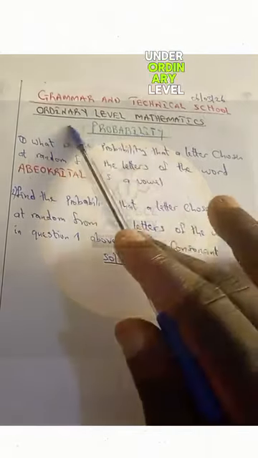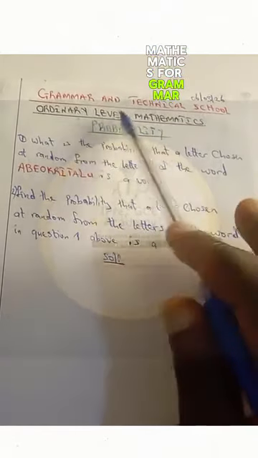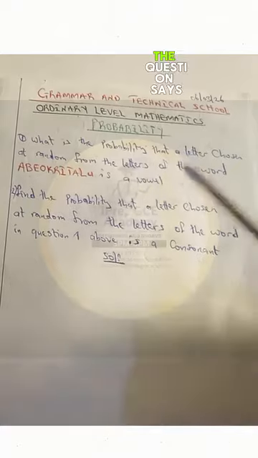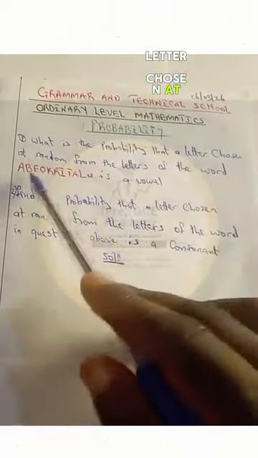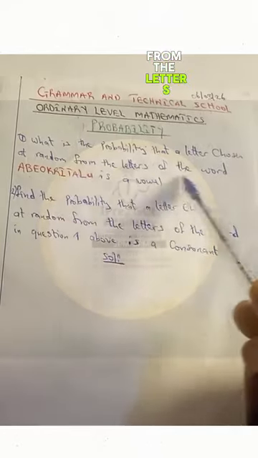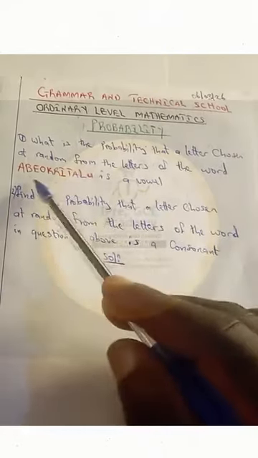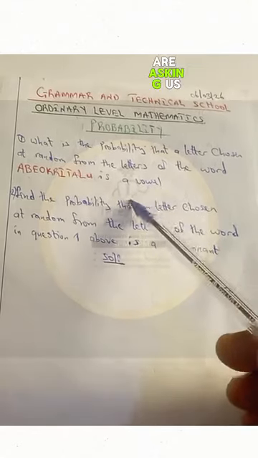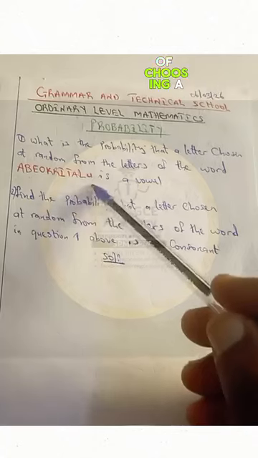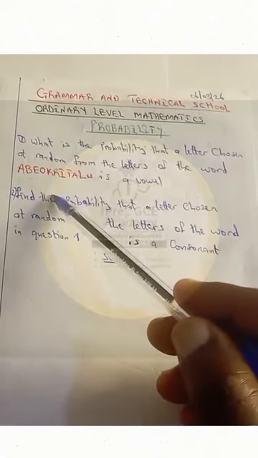This question is under ordinary level mathematics for grammar and technical schools. The question says, what is the probability that a letter chosen at random from the letters of the word, this is the word here, is a vowel? So basically, they're asking us to find the probability of choosing a vowel from here.